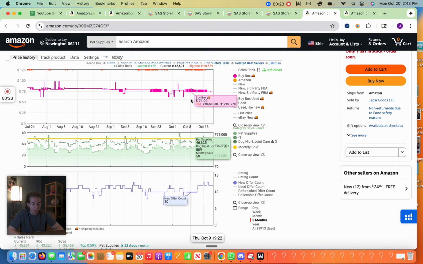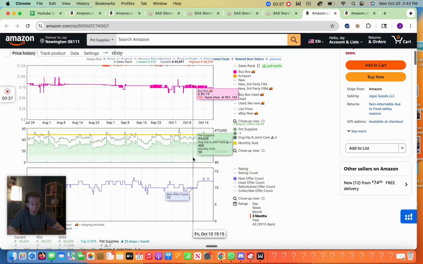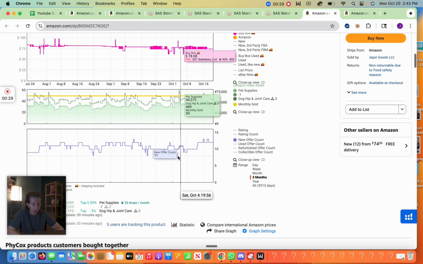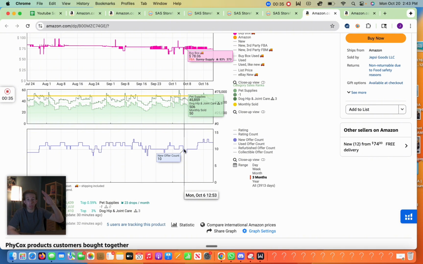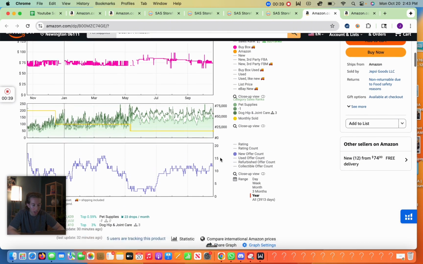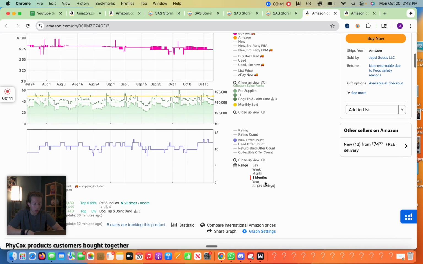Don't worry, all right? So this first chart is essentially showing the price of the product. This middle chart is showing how many sales it gets per month. And this last one just talks about the competition. How many sellers are on the listing at what time of the day or time of the month, okay? So it goes up when more sellers come on, it goes down when more sellers leave, all right? It's very kind of simple to look at. And I could toggle around with how long I want to look at the chart for.